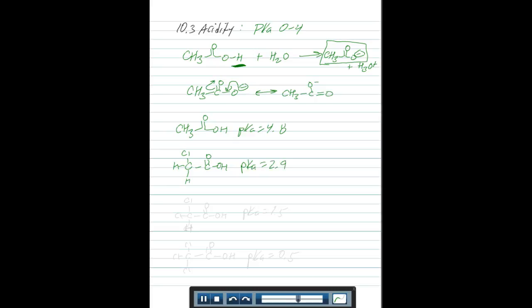So notice we went down 2 pKa units. If you have 2 chlorines, this should be a hydrogen, dichloroacetic acid, the pKa should be even lower because your negative charge is stabilized even more. And then finally, trichloroacetic acid, pretty nasty stuff, has a pKa almost 0. It's actually 0.5. So the more stable you make that negative charge, the more acidic that acid.